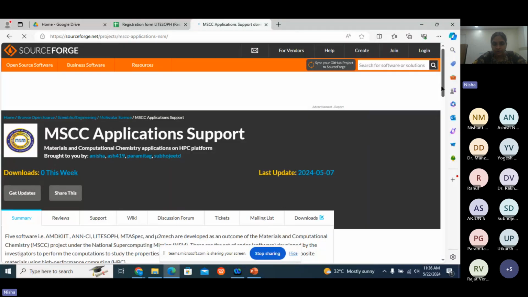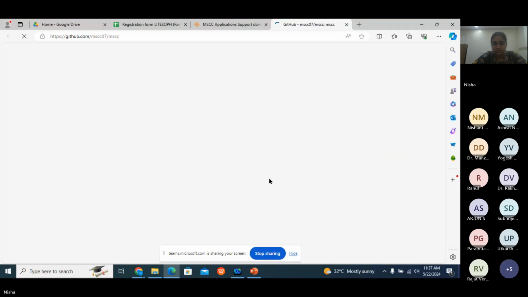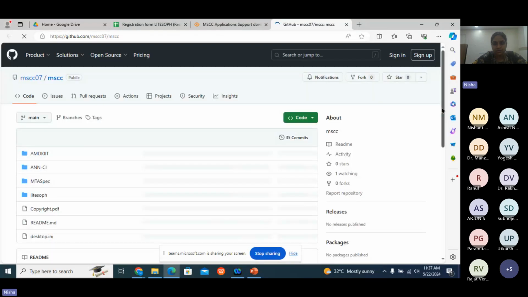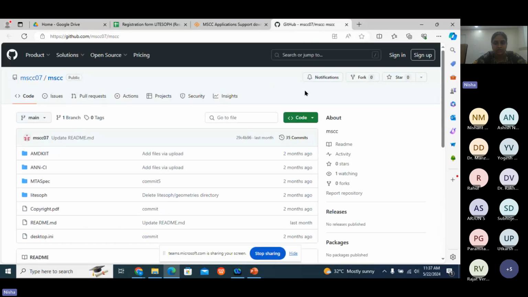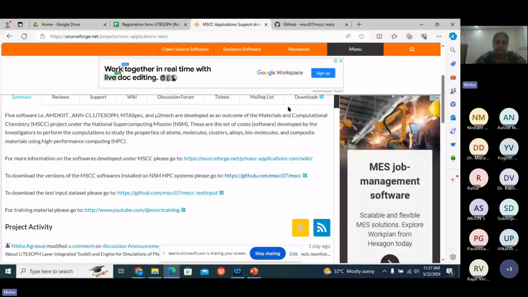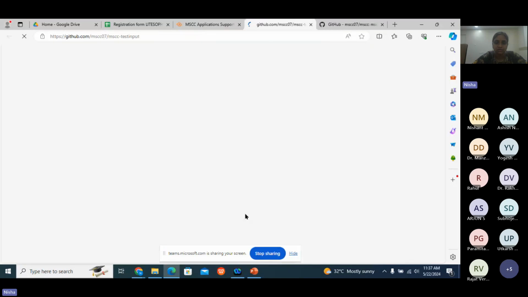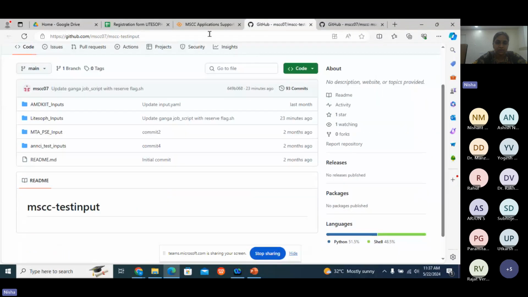And we have the link for these, the list of software available for download and installation on your local system as well. These software are also available on NSM HPC systems. On a few systems it is available, and in some time it will be available on all the NSM HPC systems. If you would like to run this software with some input data set, test data sets are available on this link.